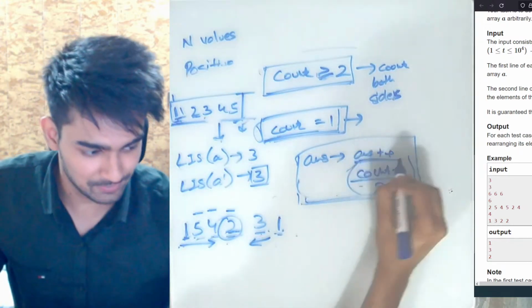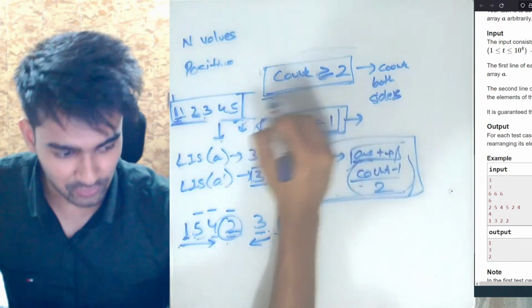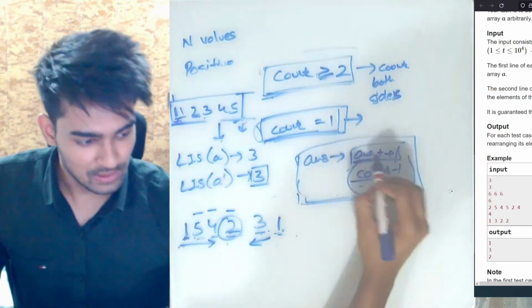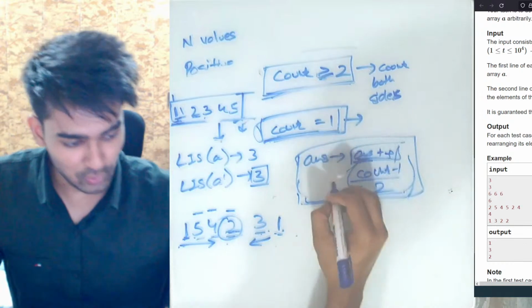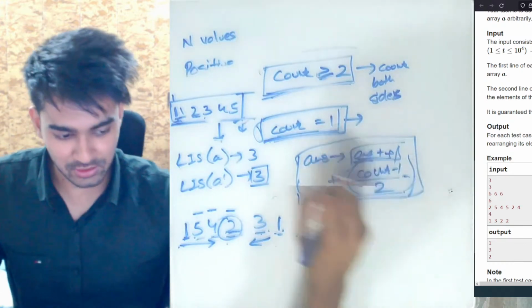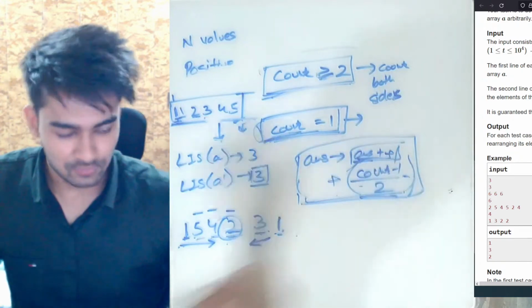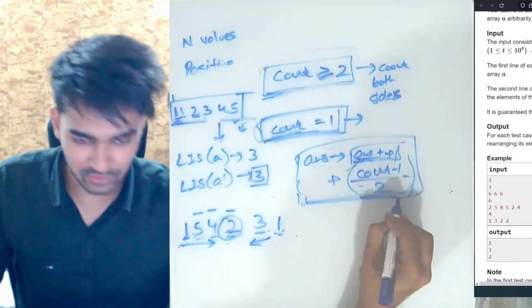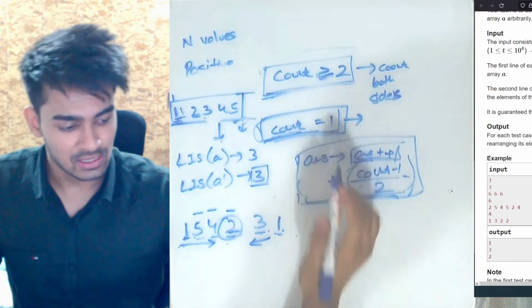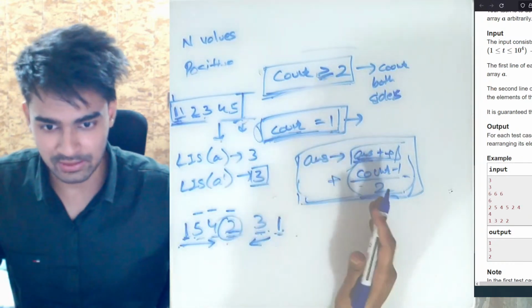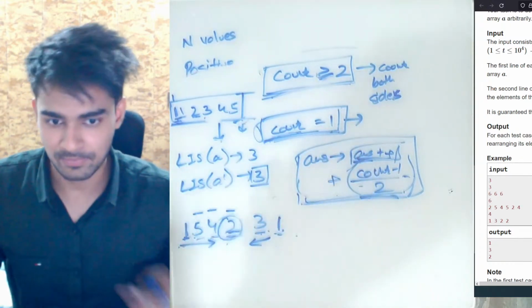So you do answer plus plus. Your answer is initially equal to the count of the values with count at least 2. Then you do answer plus plus, and then you add (count minus 1) by 2, because one value has been removed, which is the common value. Half of the rest of the values will be used from left to right, and half of the rest of the values will be used from right to left, and that's it.